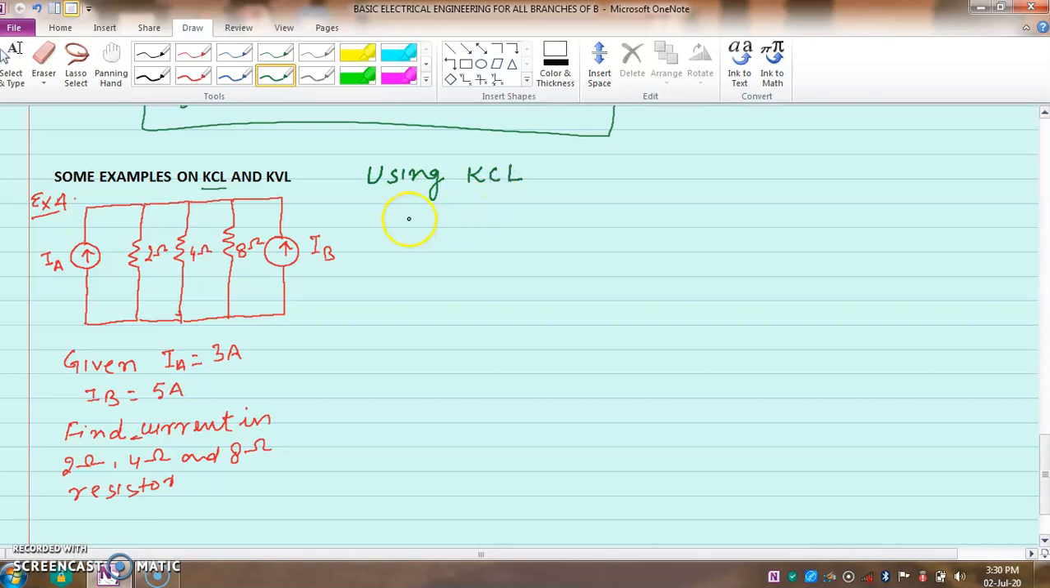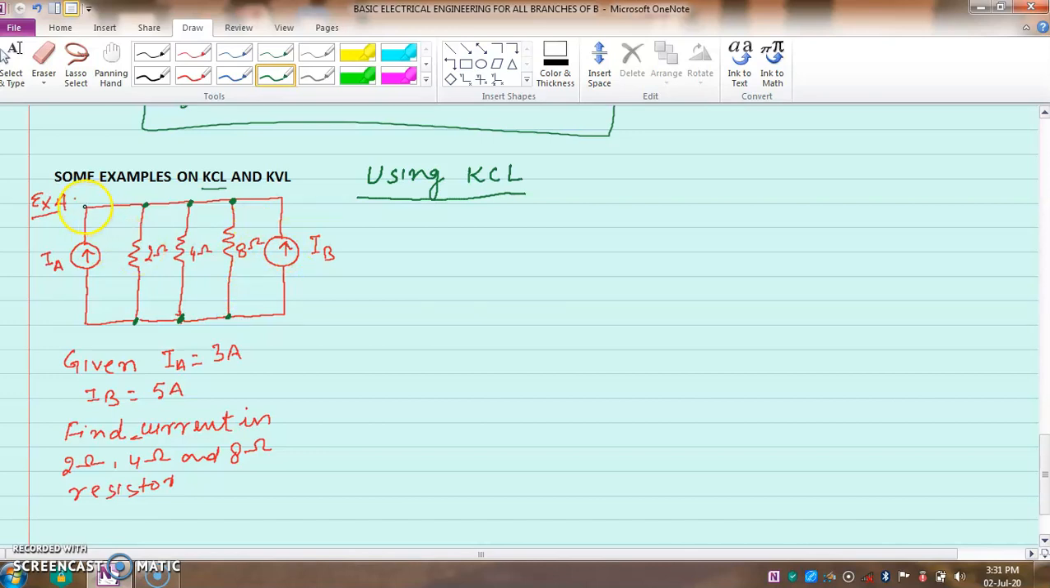Kirchhoff current law. So I will give you one idea how to apply KCL in a very simple manner, and by the application of KCL and KVL, you will be able to solve for the current in any branch or any element of the circuit. So you see here this point and this point. This is the 2 terminals for the 2 ohm resistance. Again, this is the 2 terminals for the 4 ohm resistance. Again, this is 2 terminals for the 8 ohm resistance.